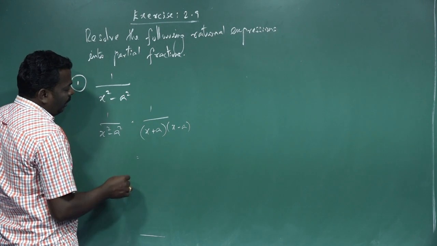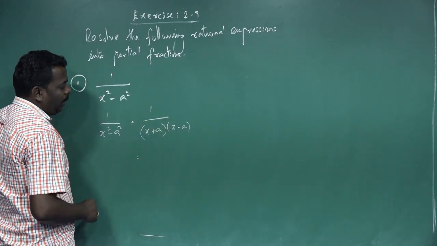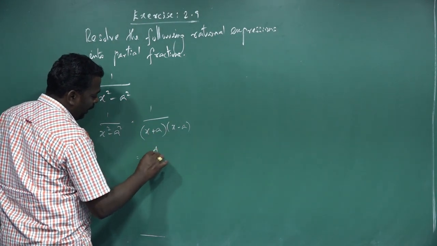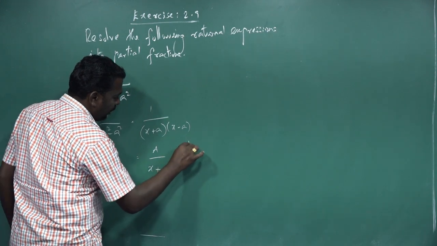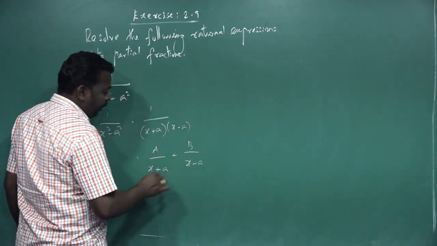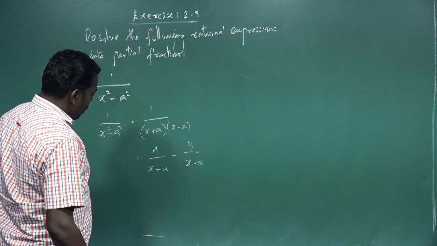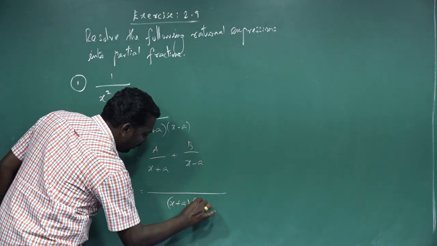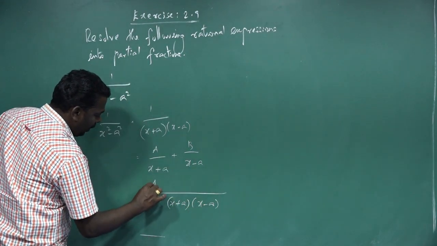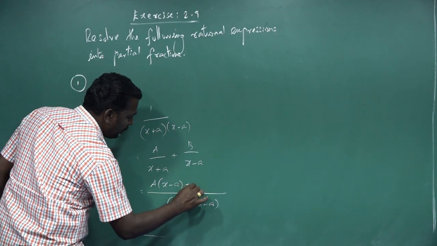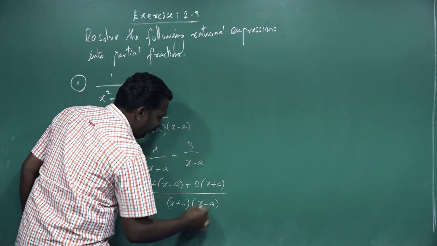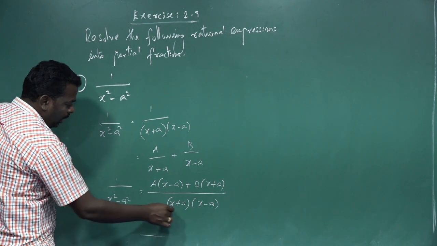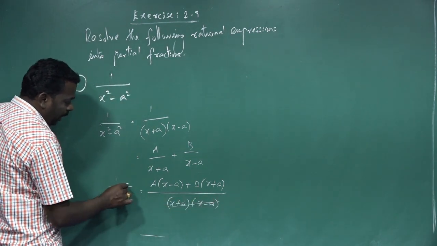Now we have to separate this rational expression, applying partial fractions to decompose it into rational expressions. So it is A by (x plus a) plus B by (x minus a), separating its denominators. Now we take the common denominator, (x plus a) into (x minus a), and cross multiply: A into (x minus a) plus B into (x plus a), that is equal to 1 by x square minus a square, and both denominators are the same, so they cancel. Therefore 1 equal to this term.